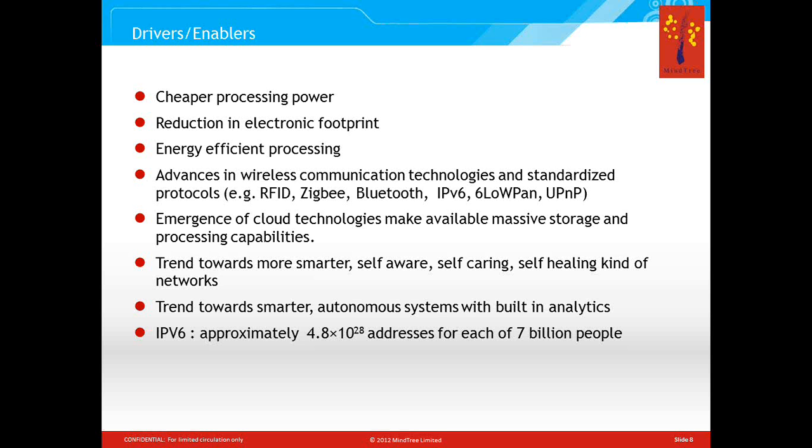So this will have impact on M2M or IoT world also. And now the trend towards more smarter, self-aware, self-caring, self-healing kind of networks. So we will expect the network to take care of itself, adopting networks where they can configure themselves. The devices can discover. If there is a problem with one node, then they can find alternate routes. For example, mesh technologies in communications, to make sure that the network is robust, working and reliable. That is one of the trends.